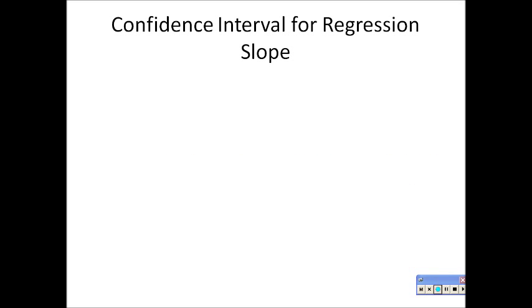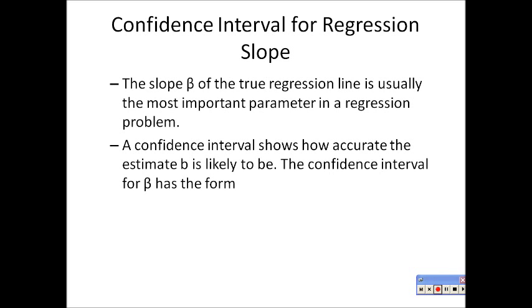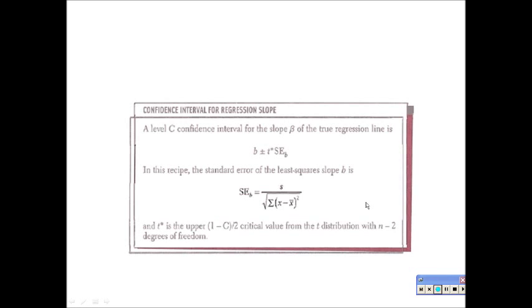Confidence intervals for regression slope. The slope of the true regression line is usually the most important parameter in a regression problem. The confidence interval shows how accurate the estimate is likely to be. The confidence interval for beta has the form estimate plus or minus t star, where t star is the critical value, times the standard error of b. Here is the equation for the standard error of b.